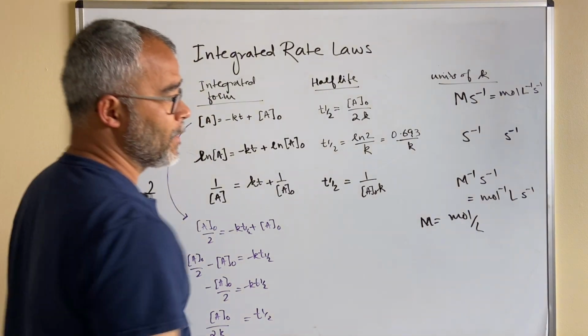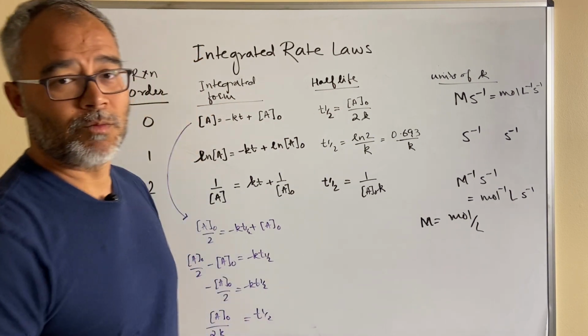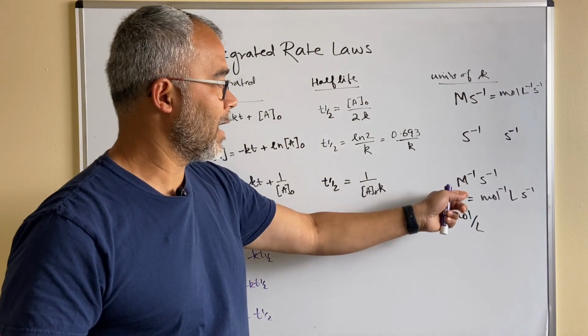There you have it. Now if this becomes too complicated, just keep it simple like this. Change anything that's moles per liter into M, a capital M, and you're good to go.